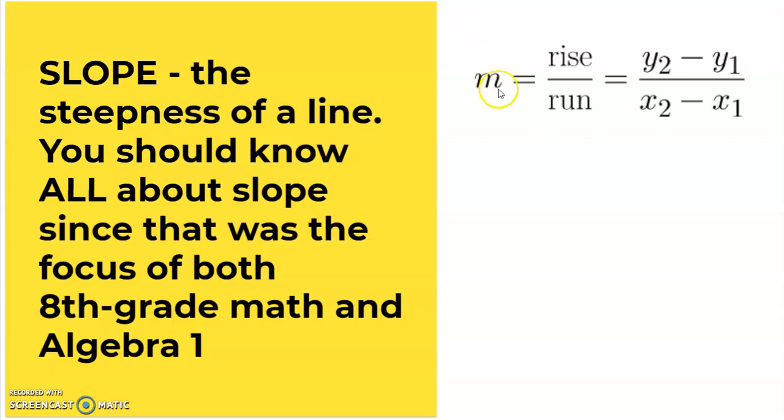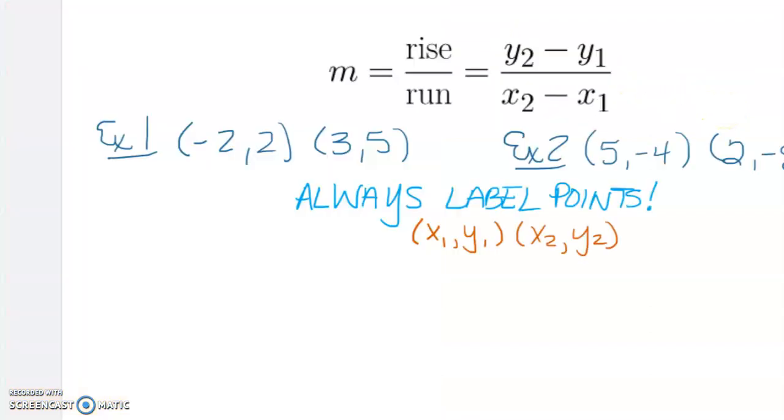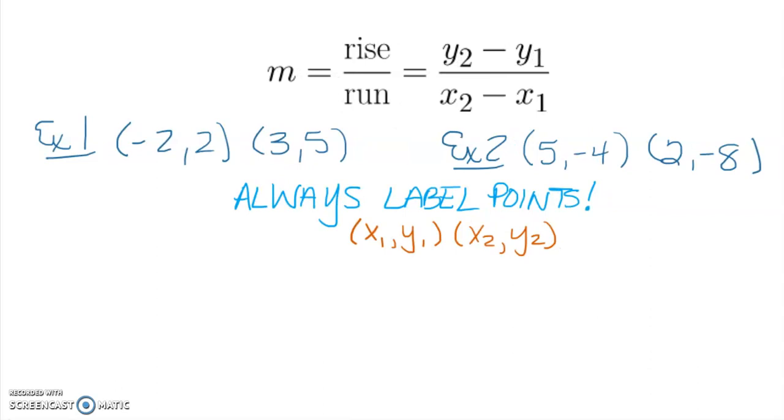And as you see over here, it is the variable m. And we are calculating the rise over the run. The rise is our y coordinates. That's y2 minus y1. We're finding the distance between them over x2 minus x1. Okay, so here we have our formula, and here we have our examples.